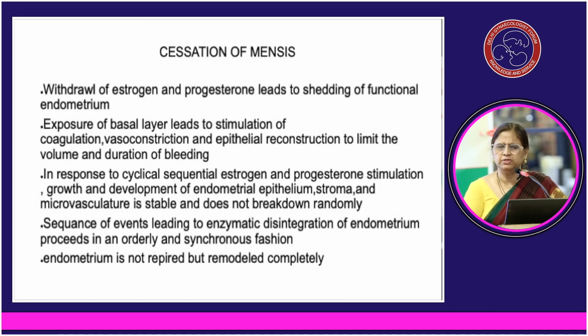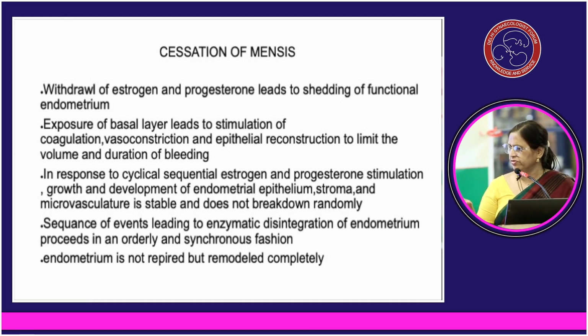And how does it stop after 5 days of bleeding? There is a sudden withdrawal of estrogen and progesterone, which leads to shedding of the functional endometrium and exposure of the basal layer. This leads to stimulation of coagulation, and this coagulation causes vasoconstriction and epithelial reconstruction to limit the volume and duration of the bleeding. So in response to cyclical sequential estrogen and progesterone stimulation, growth and development of endometrial epithelium, stroma and microvasculature is stable and it does not break down randomly.